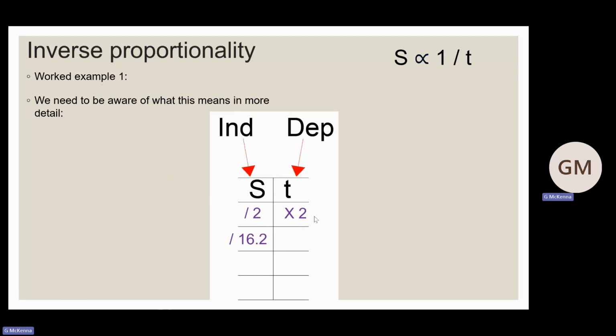When the speed's divided by some arbitrary value or odd number like 16.2, then the time will in fact multiply by a factor of 16.2. Let's say the speed increases by a factor of 8, then the time will decrease by a factor of 8. And let's say the speed increases by 3.67, the time will then decrease by a factor of 3.67. So if you just want to pause, copy down those notes and those key numbers into your notebook as well.